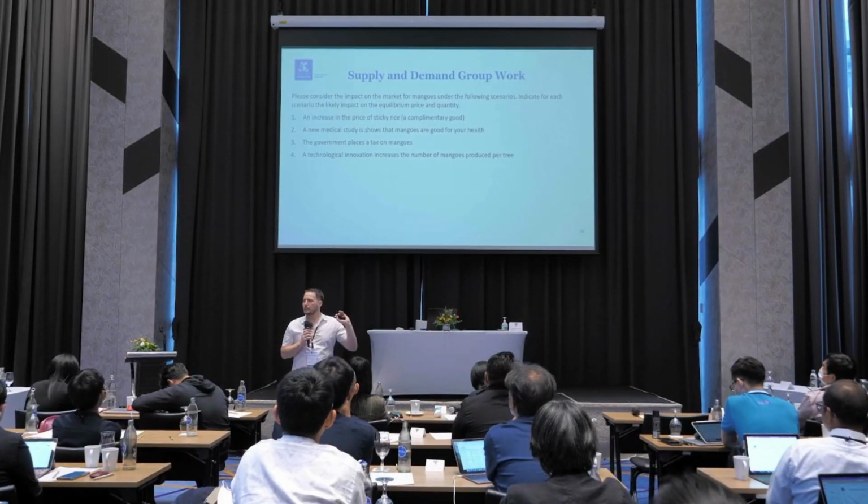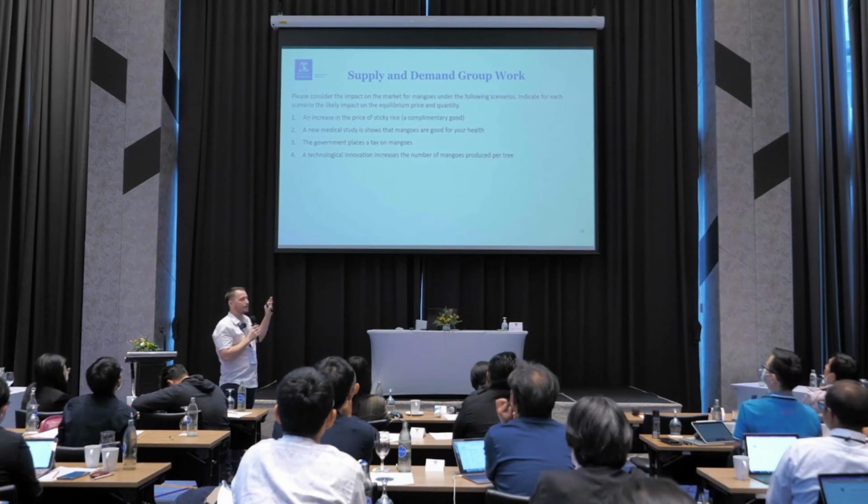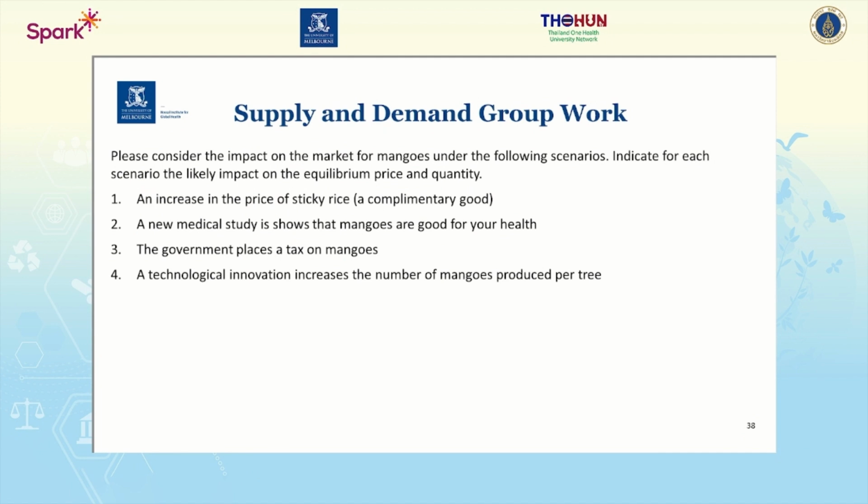I think we're getting a little tight on time, so instead of really working in groups, we're going to work as one big group through these. Or maybe just take a couple of minutes to think about these questions. So I want you to think about the impact on the market for mangoes under the following scenarios. Indicate for each scenario the likely impact on the equilibrium price and quantity. So think about price and quantity.